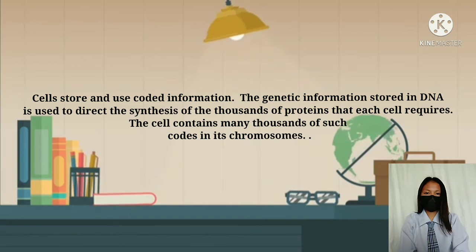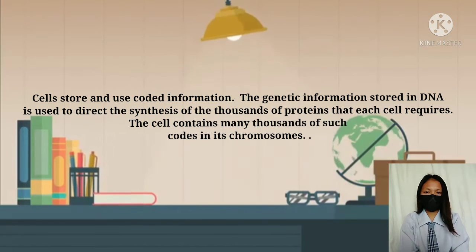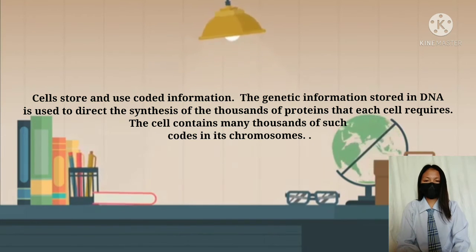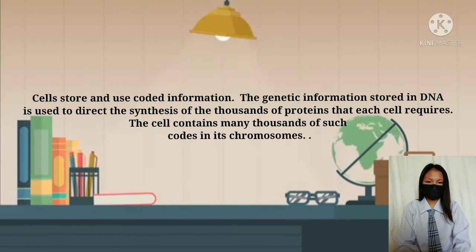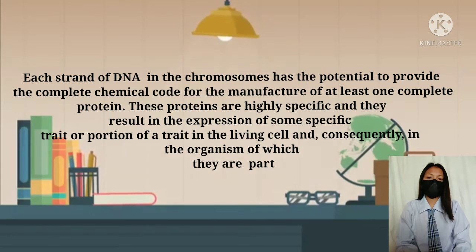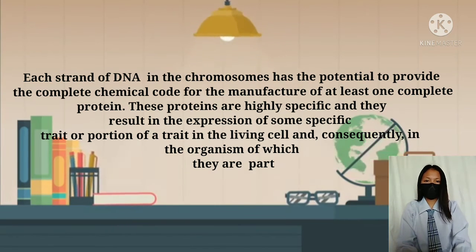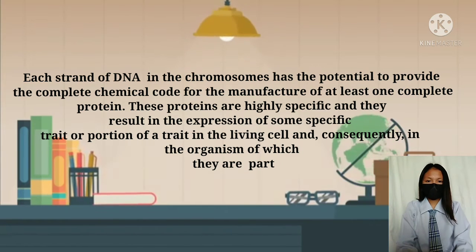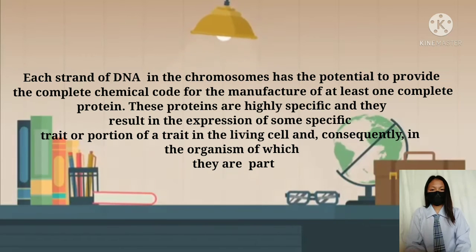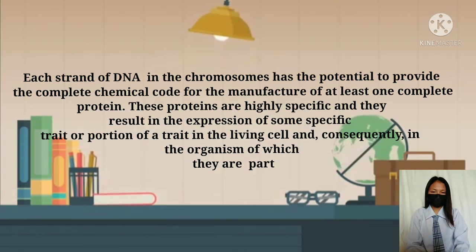Cells store and use coded information. The genetic information stored in DNA is used to direct the synthesis of the thousands of proteins that each cell requires. The cell contains many thousands of such codes in its chromosomes. Each strand of DNA in a chromosome has the potential to provide the complete chemical code for the manufacture of at least one complete protein. These proteins are highly specific and they result in the expression of some specific trait or portion of a trait in the living cell and consequently in the organism of which they are part.